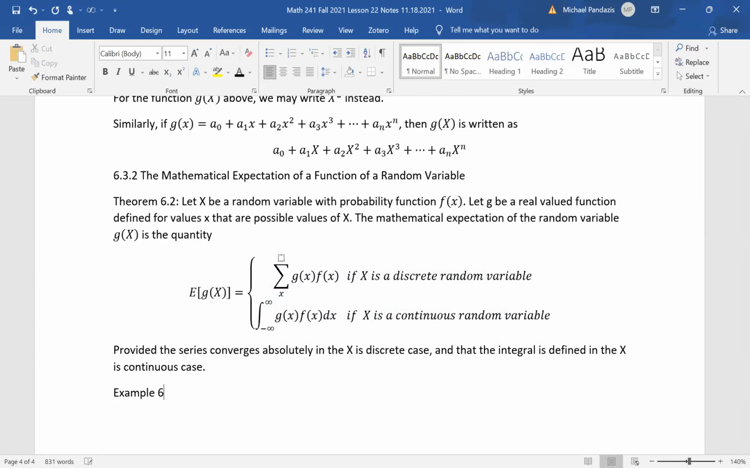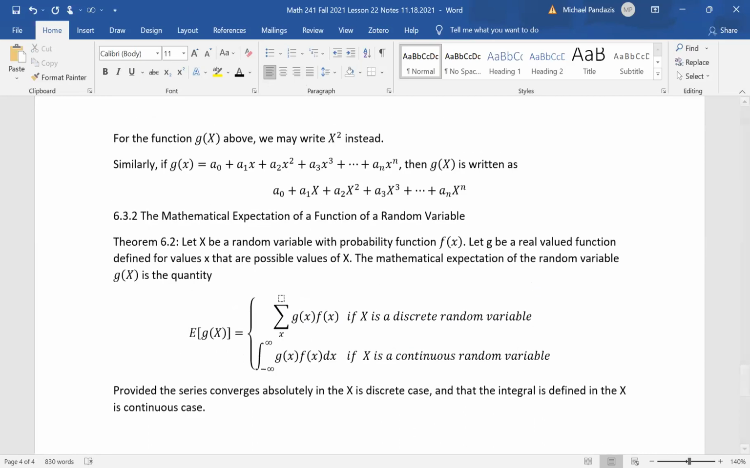The next example is example 6. Oh, okay. So you know what? I'm going to stop here. Okay. So we're up to 6.3. Okay, so you could actually do all of homework 8 now. I have one more thing to say for 6.3.2, but I've covered enough that you can do the homework.